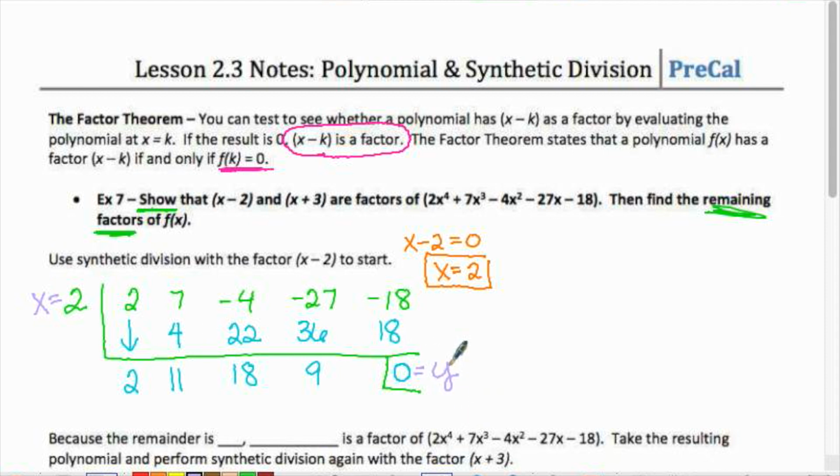Well, a little thing should be going off in your head. If y equals 0, what kind of a point do I have there? If you were to graph that, guess what? This is an x-intercept. And we already knew this guy was a factor. Well, factors give us x-intercepts. So because the remainder is 0, x minus 2 is a factor of this polynomial.